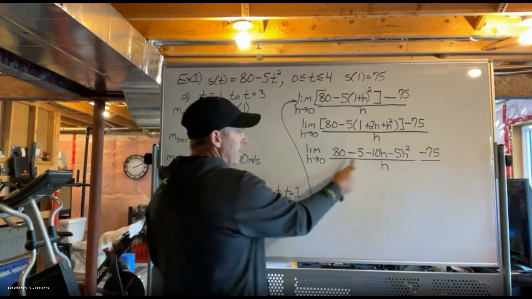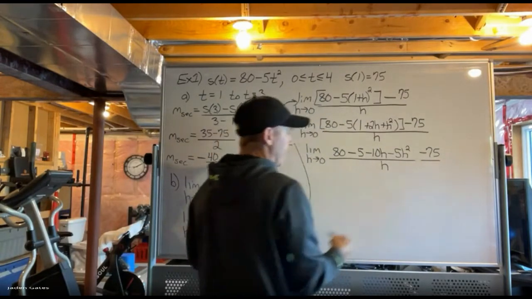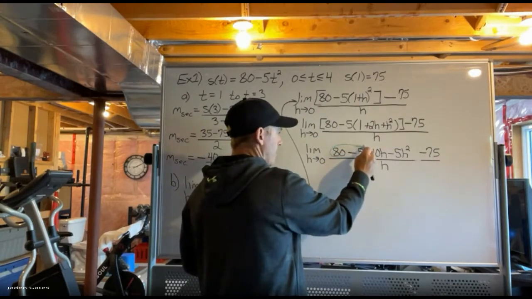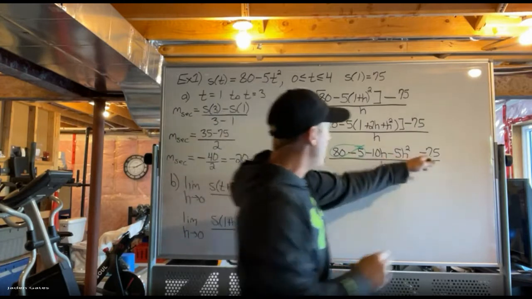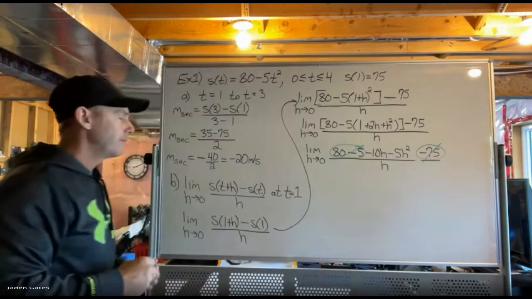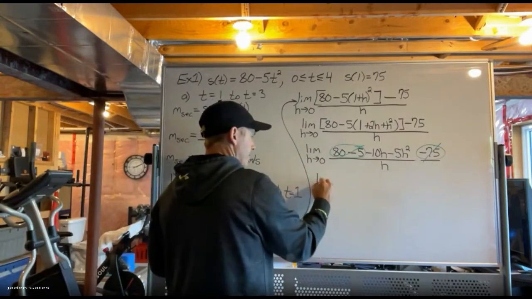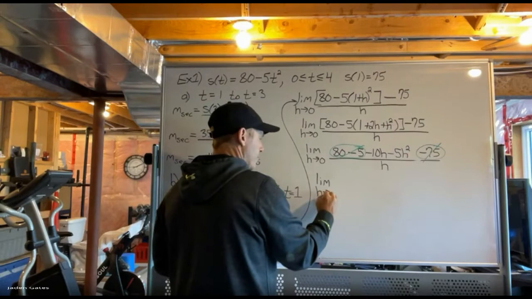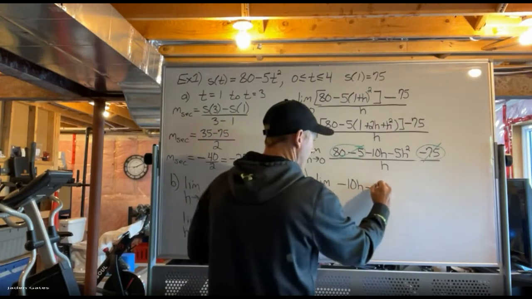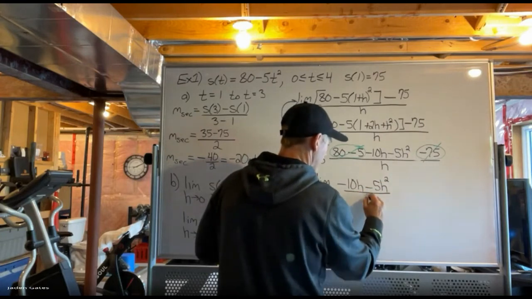I have an 80 minus 5. That's just a 75. And then I have a minus 75. So these numbers are canceling each other out, because that's a positive 75 and this is a minus 75. Put those together, I got a 0. So now what I've got is the limit as h approaches 0 of minus 10h minus 5h squared. And of course, the problem here is I'm dividing by h.